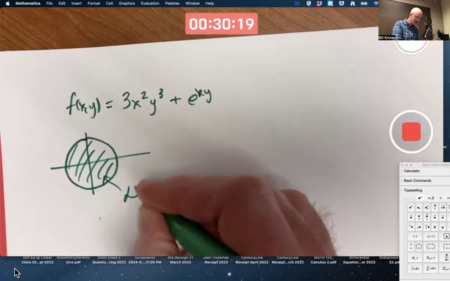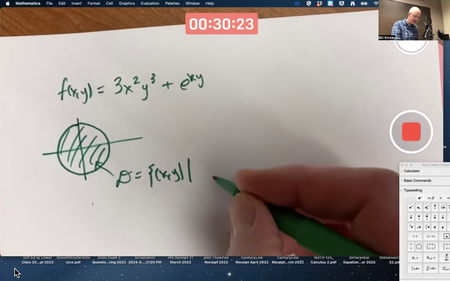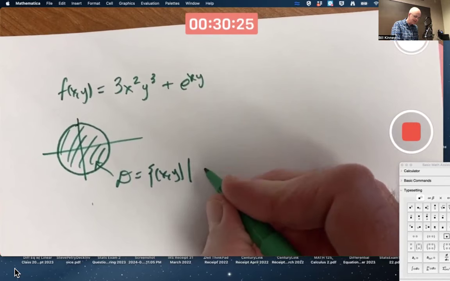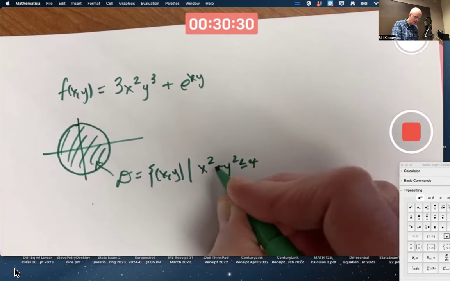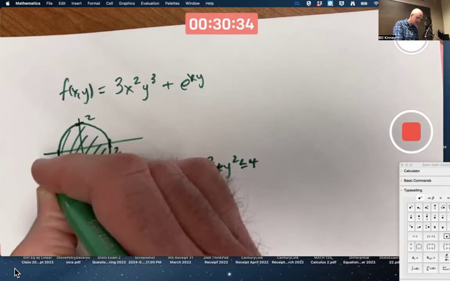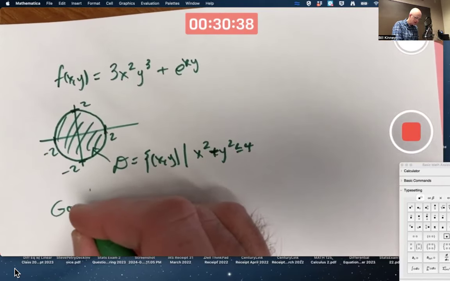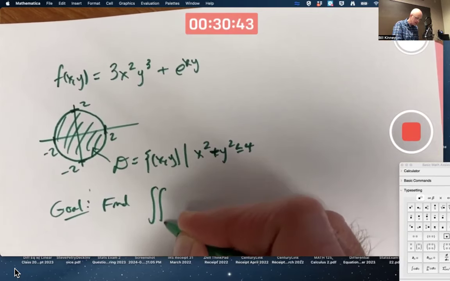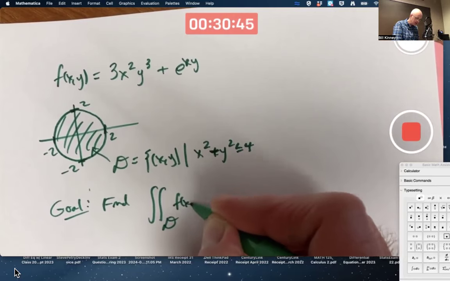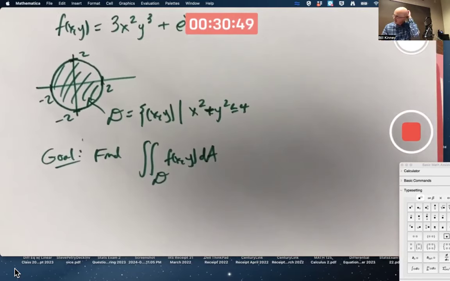Once again, our D is going to be the set of points in the plane such that x squared plus y squared is less than or equal to 4. Our goal is to find the double integral of this function over D. There's how you write it in the abstract.